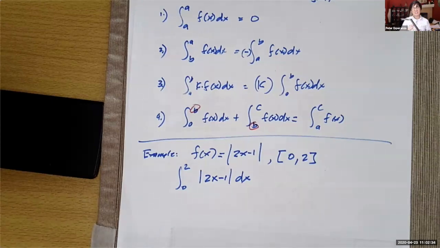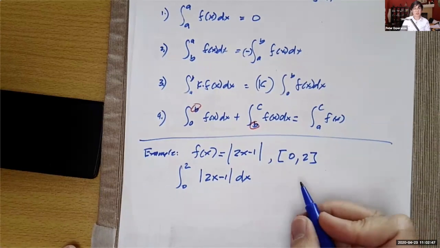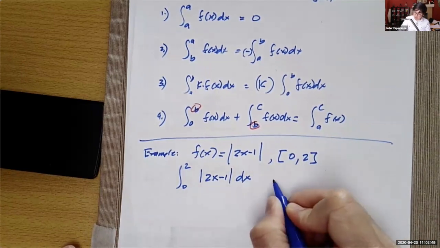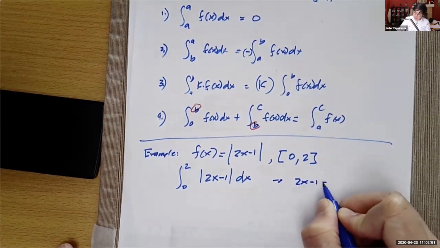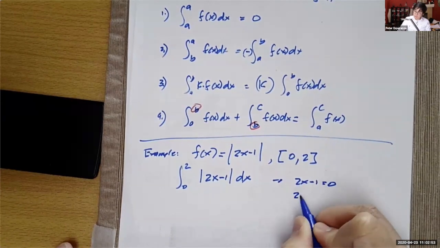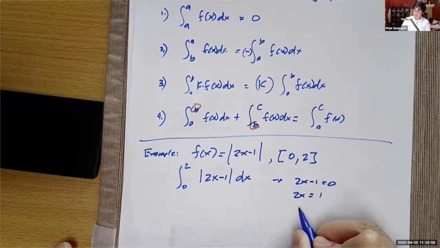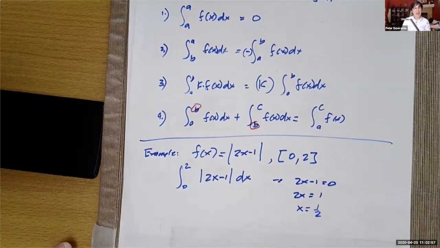So let's graph it first. But how are we going to graph that function? You need to know your solution so that you would know the point of intersection of your graph to the x-axis. And to find the solution, equate it to 0. So the solution is going to be 2x minus 1 equal to 0. 2x is equal to 1, and x is equal to 1/2. So that is the solution of your absolute value function.